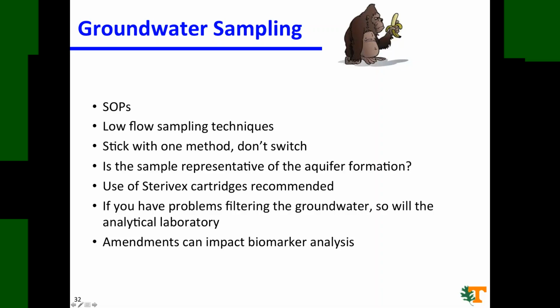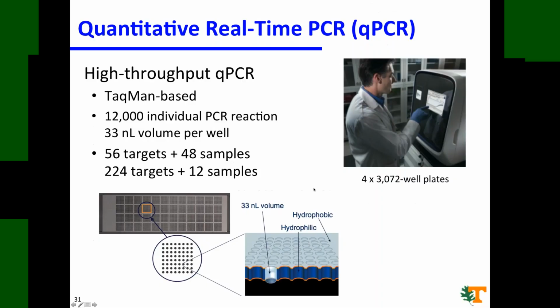So the key question for the field personnel to answer is, is the sample that you collect representative of the aquifer formation? So make sure that you don't sample just the well. Make sure that the sample you get is from the screened interval of the well, and you actually collect groundwater from the aquifer, not just from the well. Then we recommend the use of Sterivex cartridges. I mentioned this before, and I'll tell you why.